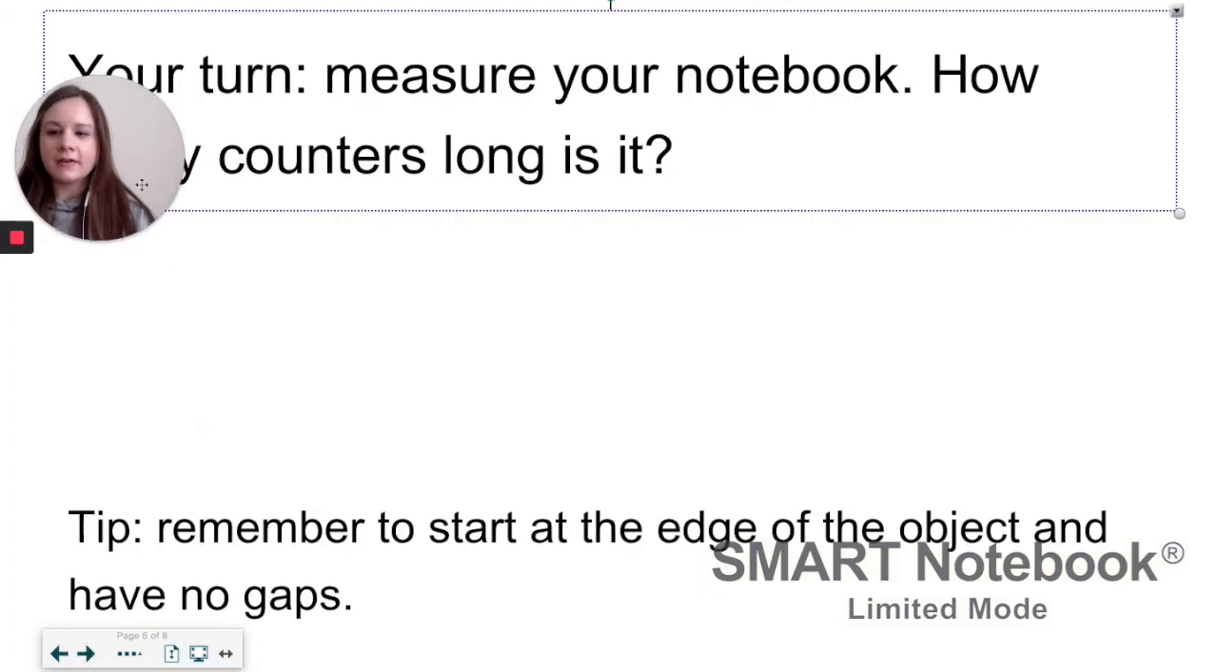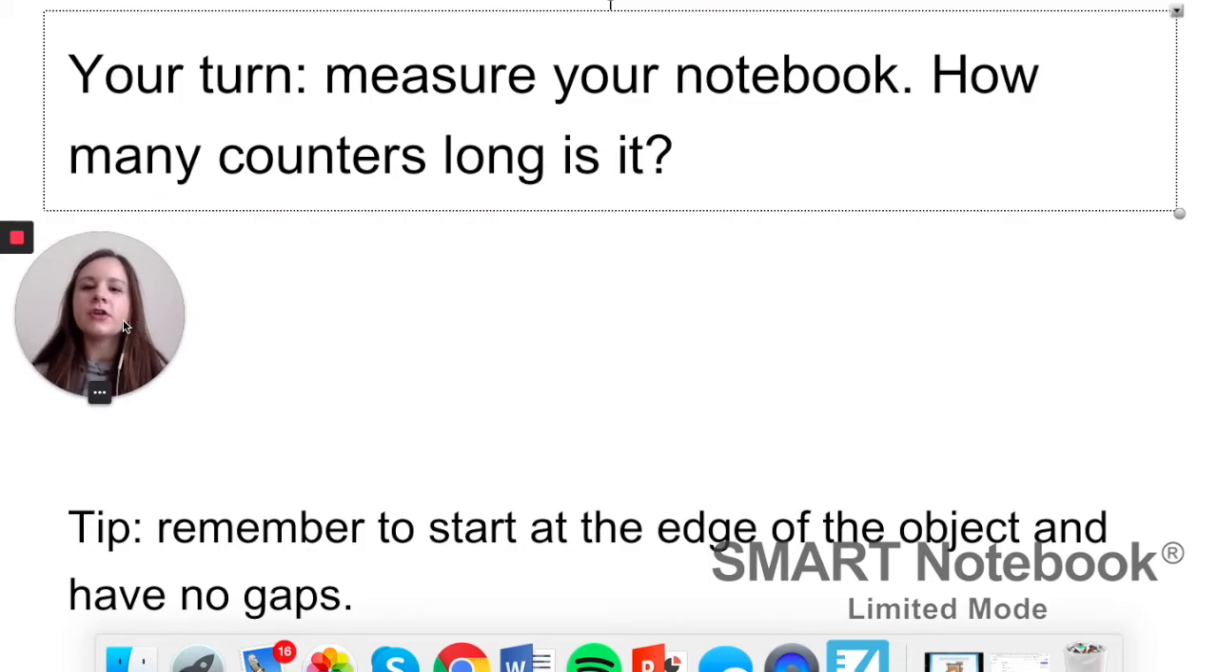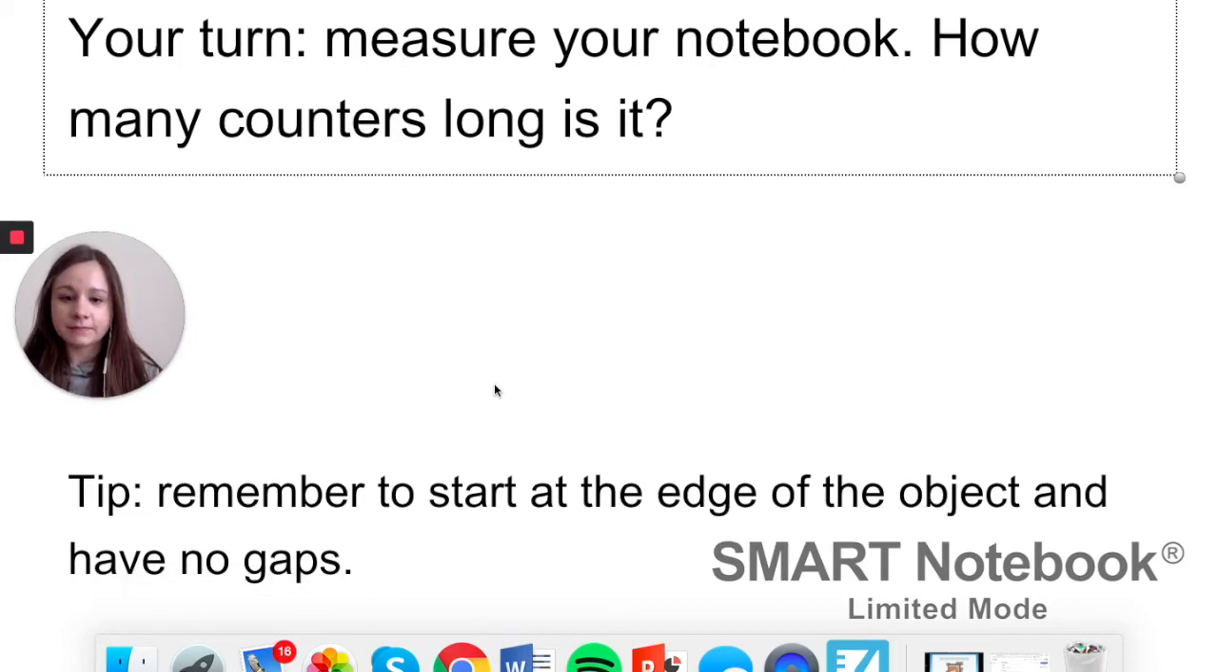Now your turn. You are going to measure your notebook to see how many counters long it is. And if you don't have counters at home, you can make some with little circles of paper, or you could find some coins like 5p coins or 2p coins. And remember to start at the edge of the object, at the edge of your notebook, and don't have any gaps, and go all the way to the other end.